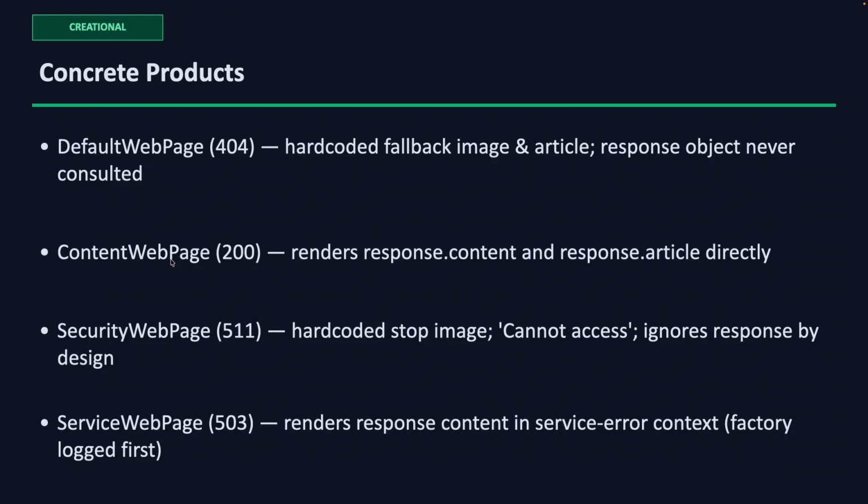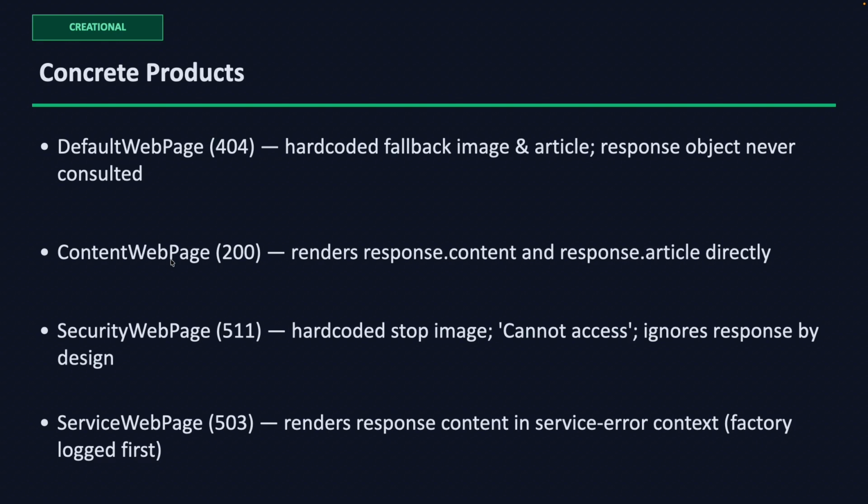Going over the concrete products, at a product level, each concrete class has a specific display method implementation. The default web page is what we have for the 404. It shows a hard-coded fallback image and never touches the response object at all. For a not found response, we don't trust the response content. If there's a 200 response for the content web page, it renders the response object, the content, and the response article directly. It's the happy path of the product.